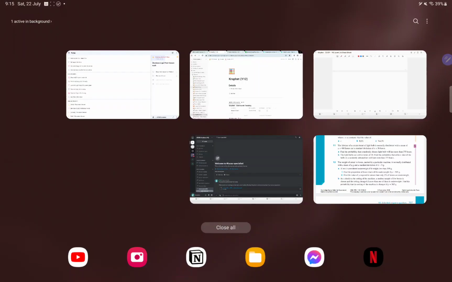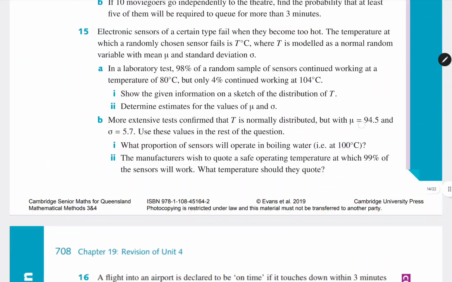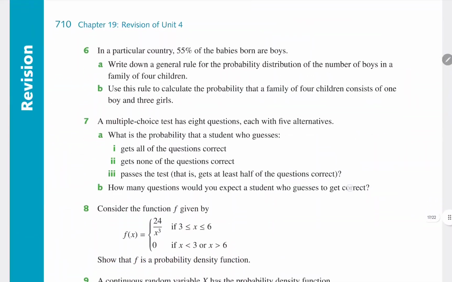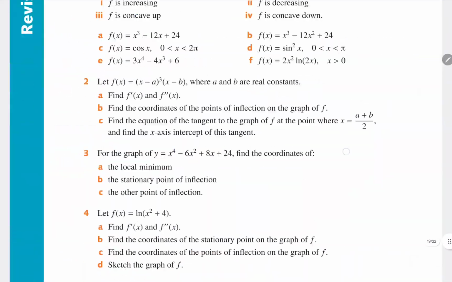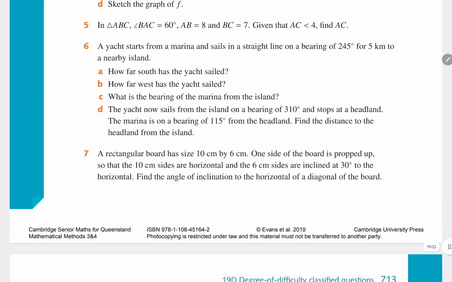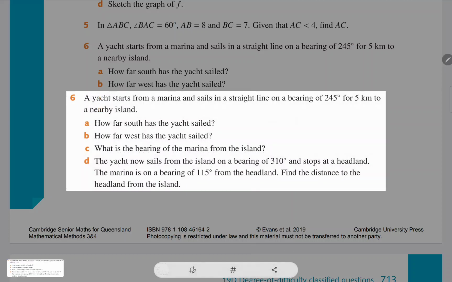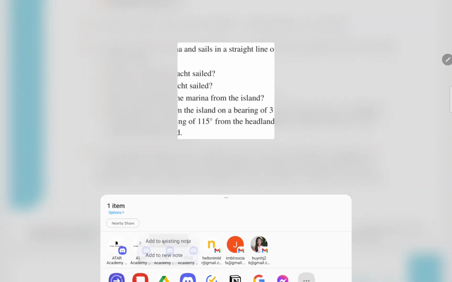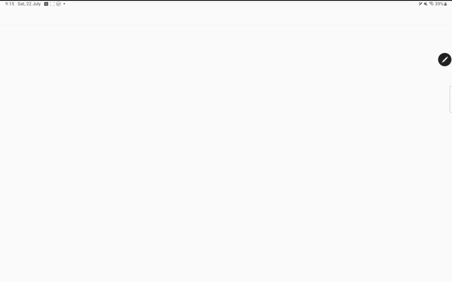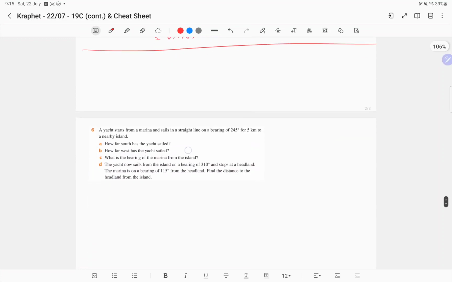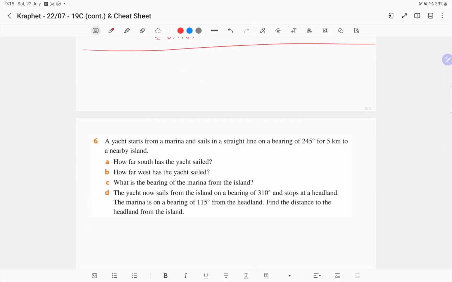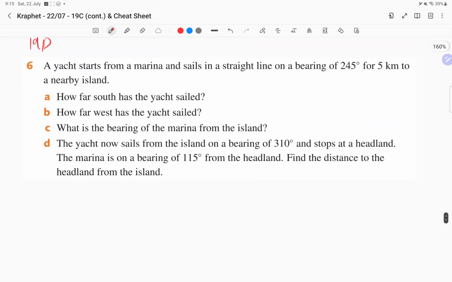I'll pause this one here. Let me find a good bearings question. Let's find a complex familiar one, like this one. So I think this is 19D. All right. A yacht starts from a marina and sails in a straight line on a bearing of 245 for 5 kilometers to a nearby island.